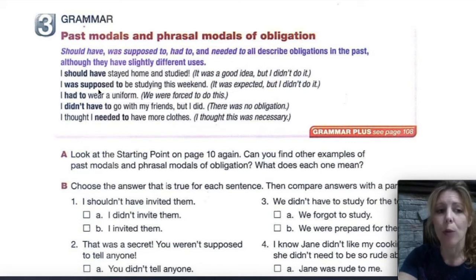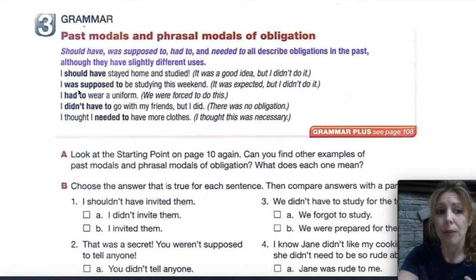Next one. I was supposed to be studying this weekend. Okay, I was supposed to do something. And here we have the simple tense. And they say be studying, okay, but it's be. We'll look at that in a moment. But what does it mean, I was supposed to do something? It means it was expected, but I didn't do it. Okay, somebody expected you to do that.